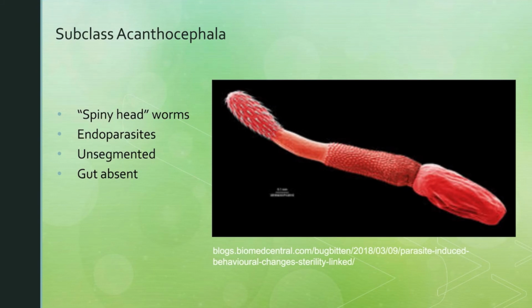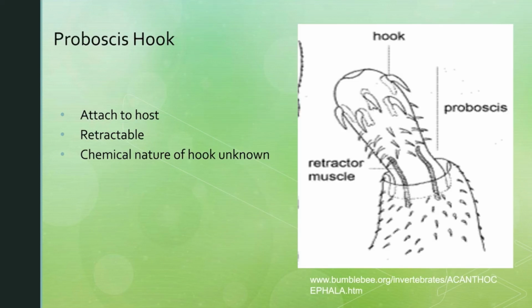Okay, so this is the subclass Acanthocephala. They are nicknamed spiny-headed worms. They're endoparasites, so they live inside the intestines of birds and fishes, and they aren't really known to infect humans. They're unsegmented worms that have lost their digestive tract completely, but they do still possess their reproductive organs. So this is how they're able to attach to their host. They have a retractable hook, which allows them to have their body close to the intestines of their host.